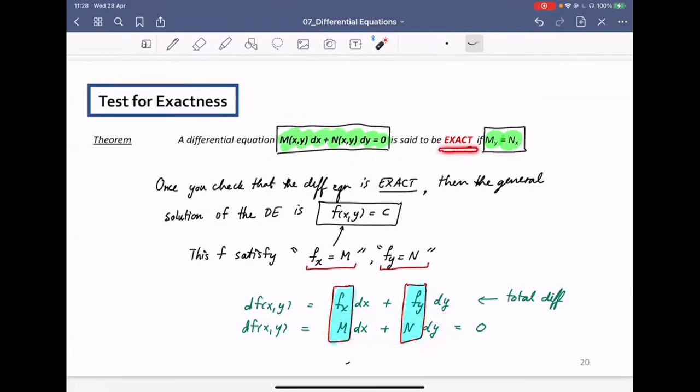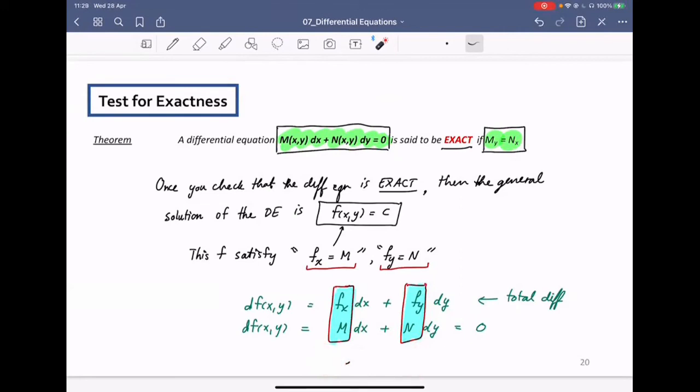M dx plus N dy. And by the definition of exact differential equation, it means there exists a function f such that df(x,y) equal to that. But df(x,y) by its definition is going to be f_x dx plus f_y dy, because that is the definition of total differential. Okay, that means you can just look at these two equations and set them up so that these terms must be equal to each other. That's why you can set up f subscript x equal to M and f subscript y equal to N.